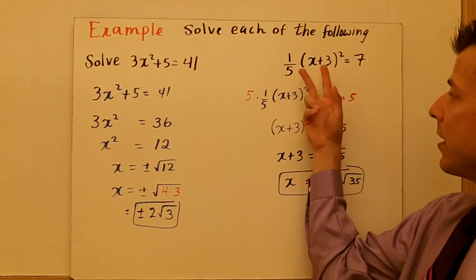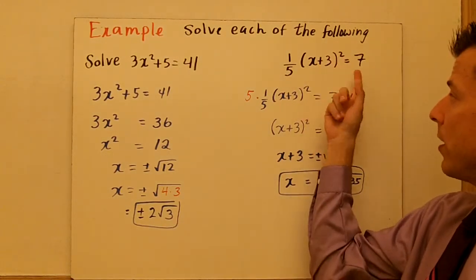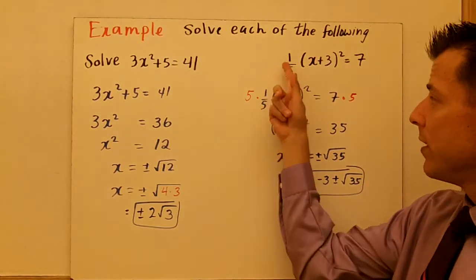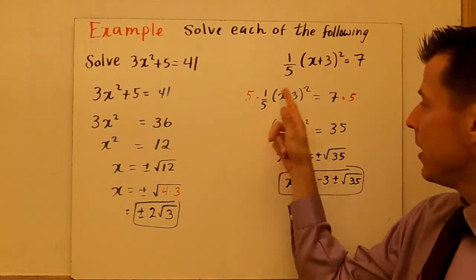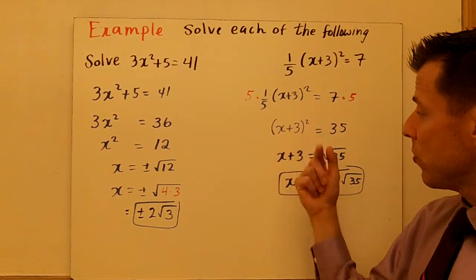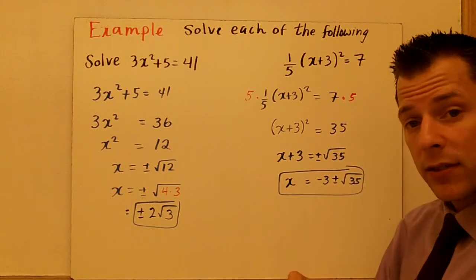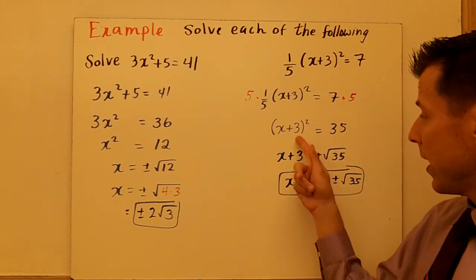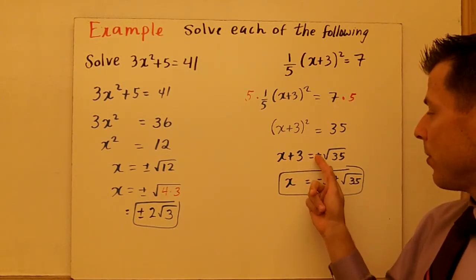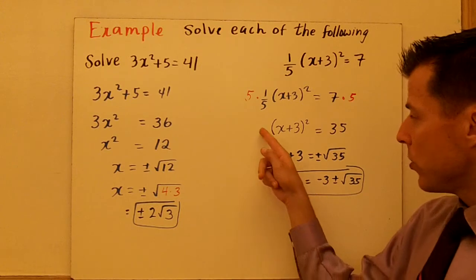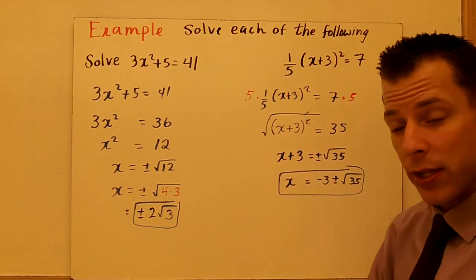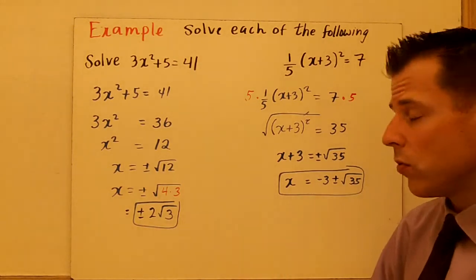Here we have 1/5 times the quantity x plus 3, that's all squared, equals 7. How do you get rid of that fraction, that 1/5? Well, if 1 divided by 5, multiply each side by 5, and I do that, and I get the quantity x plus 3 squared equals 35. To undo a square, you square root, and I do that to both sides, and I get x plus 3 equals plus or minus root 35. Remember, when you square a square root, they are gone. They cancel. They're inverses. They undo one another.